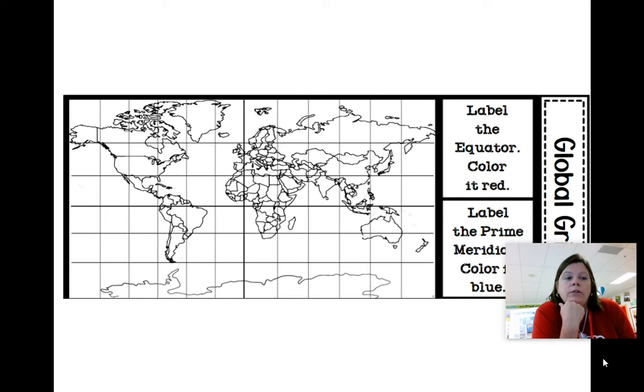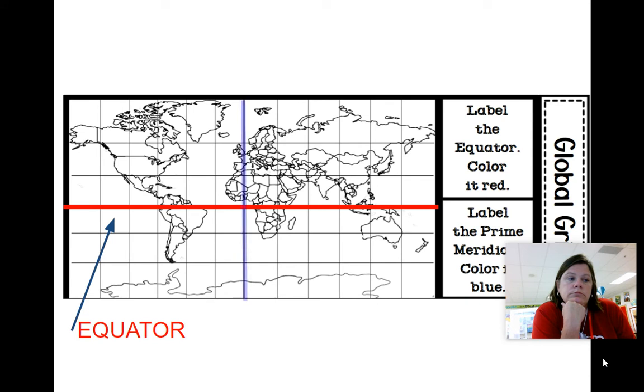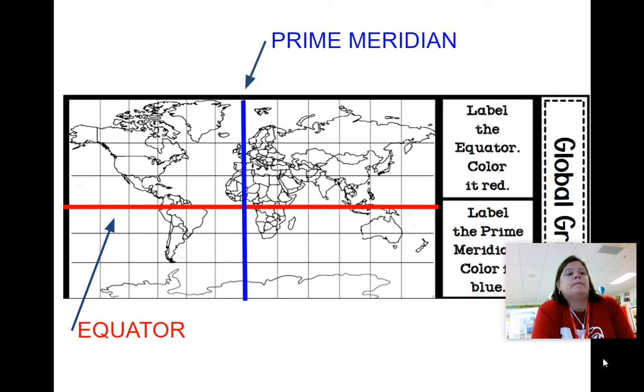We're going to label the equator red and the prime meridian blue. Hopefully this will give you a good picture of the Eastern and Western Hemisphere and the Northern and Southern Hemisphere.